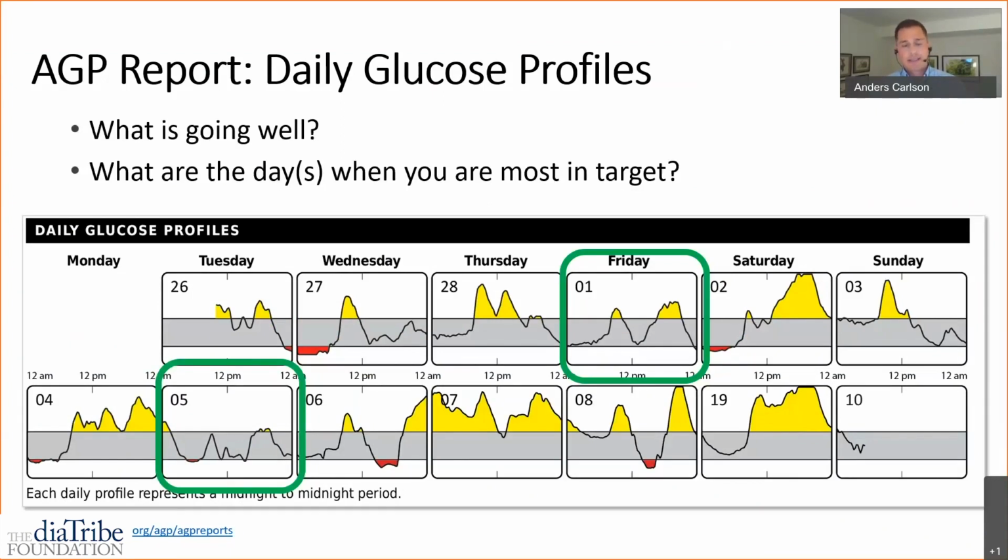And so here I'd like to highlight for this patient, here are 2 days that look really good. I mean, what happened on those days? Were you watching things more closely? Were you following your CGM on your phone more closely? Were you more active that day? I kind of want to engage them on what has been going well.